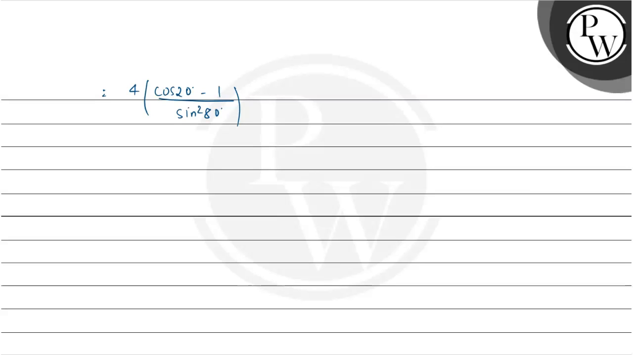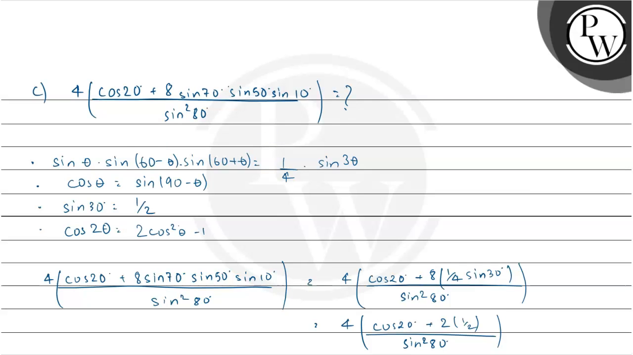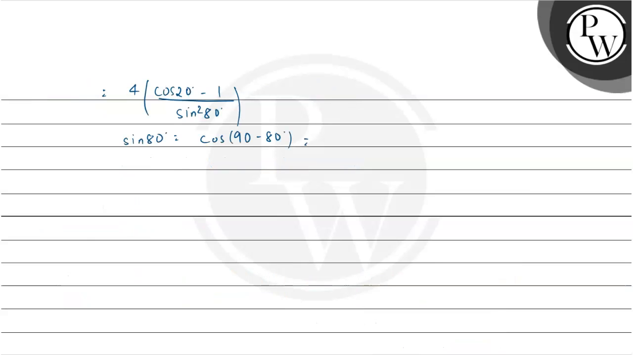Now I can look at sin square 80 degrees, because sin 80 degrees is cos of 90 minus 80 degrees, because of the identity that sin theta is equal to cos of 90 minus theta. So using this identity I have got sin of 80 degrees is equal to cos of 10 degrees, and sin square 80 degrees would be cos square 10 degrees, and hence my expression would be 4 times cos of 20 degrees minus 1 upon cos square 10 degrees.